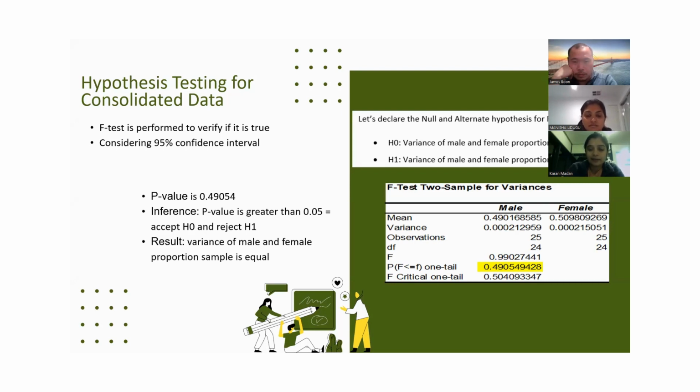And as we can see here, the p-value for the F-test is 0.49, which is greater than 0.05, which means that we accept the null hypothesis and reject the alternate hypothesis. So as a result, the variance of male and female population in the sample is equal.